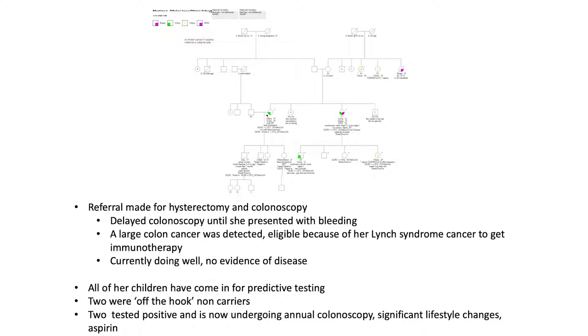So back to our lady. She was the 59-year-old who got referred to have a hysterectomy. She was already past menopause. She was at high risk for uterus cancer and ovarian cancer. She was also recommended to have a colonoscopy, which she had not had.